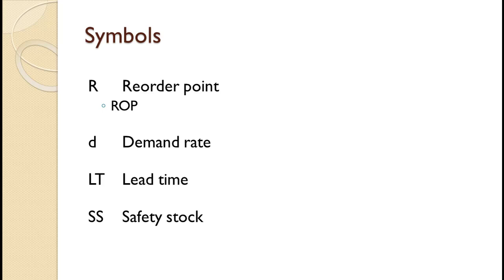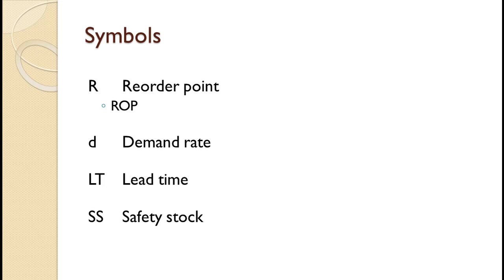R is the reorder point. That is, the level of inventory at which a new order is placed. Some textbooks use ROP, which is short for reorder point. D is the demand rate and LT is the lead time. Both must be expressed in the same units of time. That is, if D is weekly demand, then LT must be stated in weeks. Days or weeks are the common units of time.